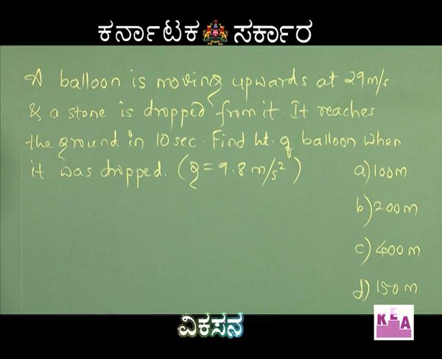This is a balloon moving upwards at 29 meters per second, and a stone is dropped from it, and it reaches the ground in 10 seconds. Find the height of the balloon when it was dropped, and the acceleration due to gravity has been given.